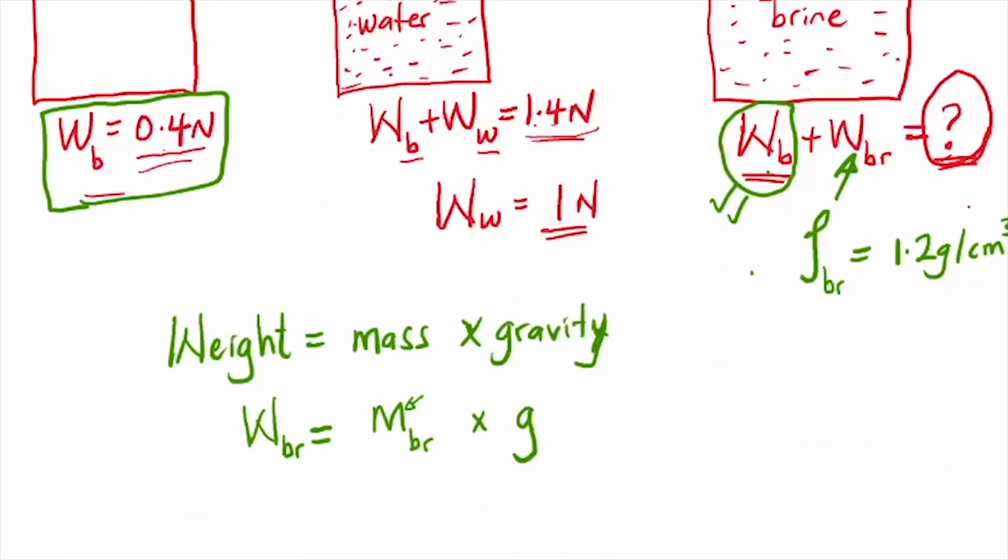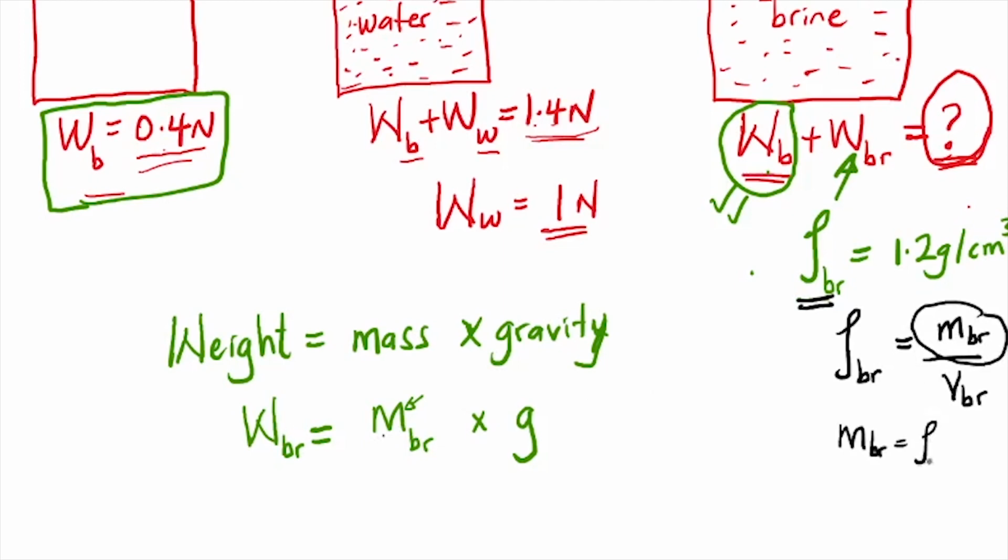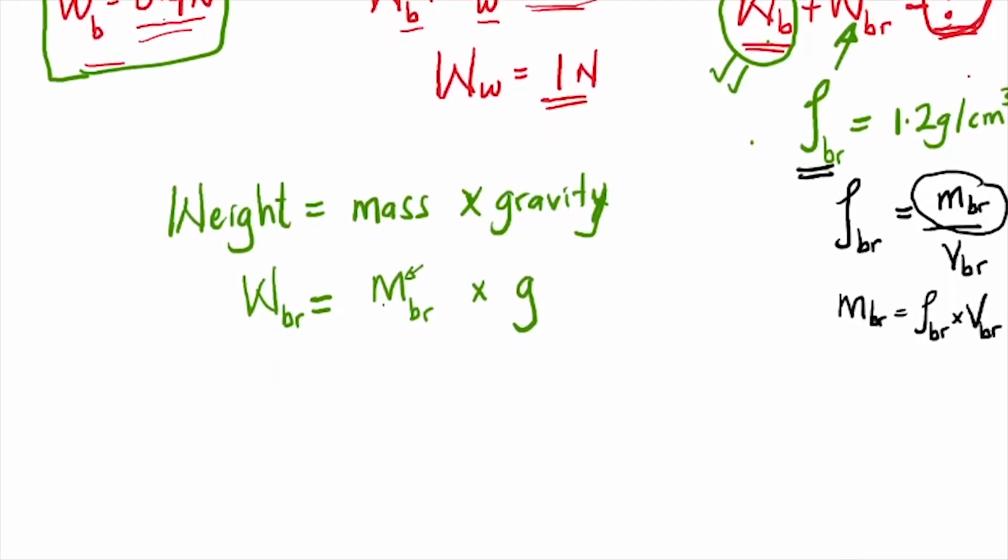But however, according to the question, we have some information here. We have the density of the brine. And remember, we know that density of the brine is given by mass of the brine, divide that by volume of the brine. So if we make mass of the brine, MBR, the subject of the formula here, we know that mass of the brine is given by density of brine, multiply that by volume of brine. So that's what we are going to come and do here.